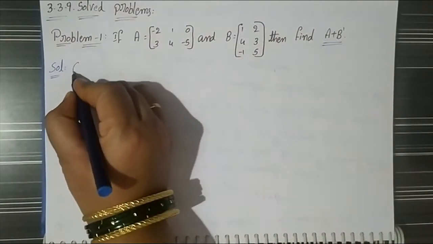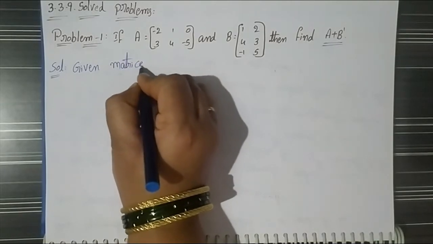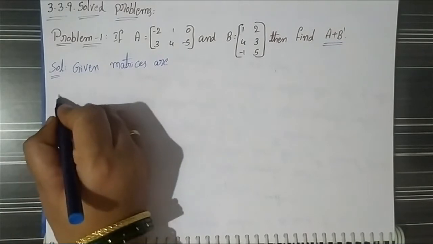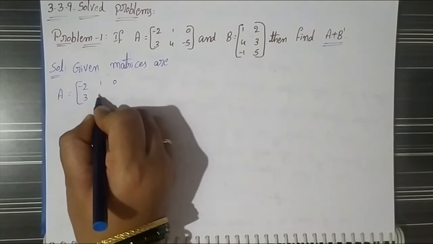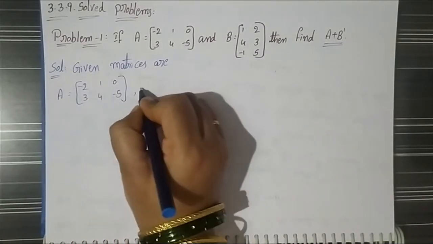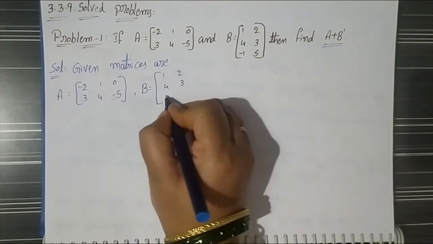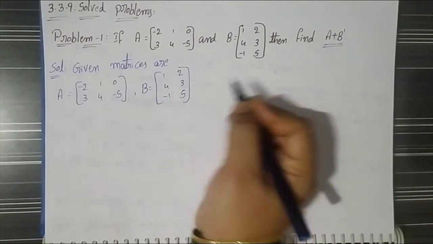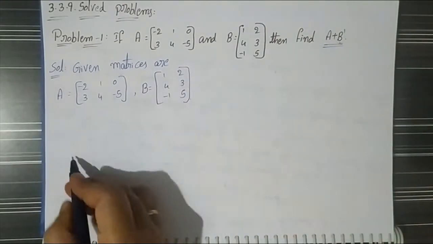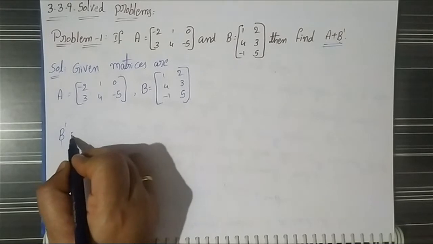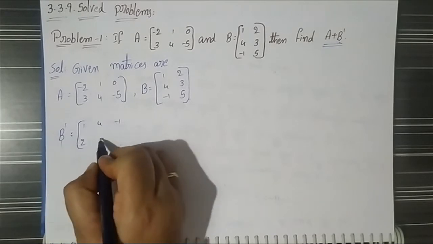Then the first step of the solution. The given matrices are capital A equal to minus 2 1 0 3 4 minus 5 and B equal to 1 2 4 3 minus 1 5. This is B. We have to find A plus B dash. For that, first find out the B dash value. B dash equal to 1 4 minus 1 2 3 5.